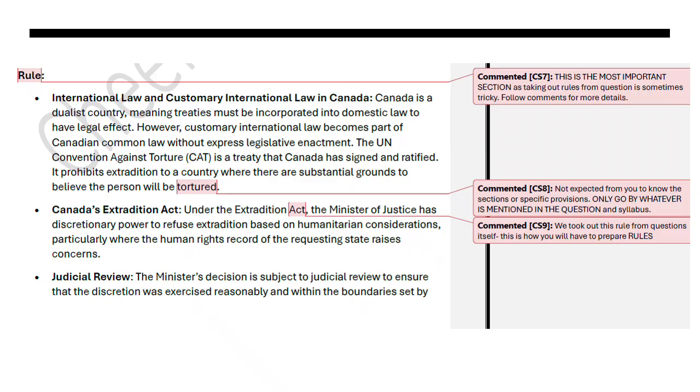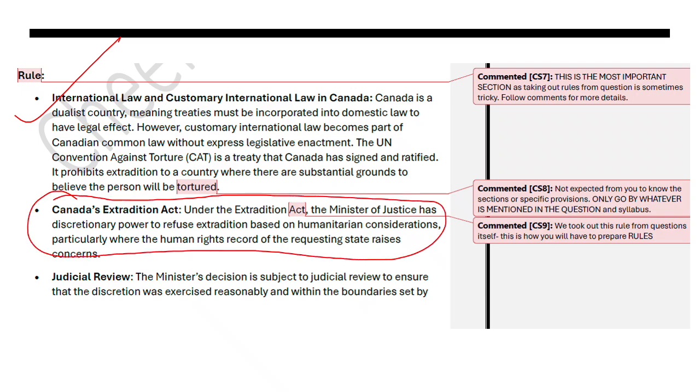So this is the most important section, as taking out rules from the question is sometimes tricky. So first is you are following international law, customary law, then Canada's Extradition Act. So the examiner won't be expecting you to know whether this is an actual act or just a hypothetical act in the question. So whatever information is there in the question, just stick to that. So only go by whatever is mentioned in the question and syllabus.